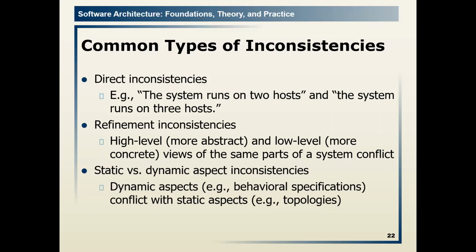Then there are static versus dynamic aspect inconsistencies. Dynamic means the changing things. So there are dynamic aspects such as the behavioral specification. How do you handle some exception, or when user input is given? How do you handle that? Exceptions or problems that are unseen, not planned for.